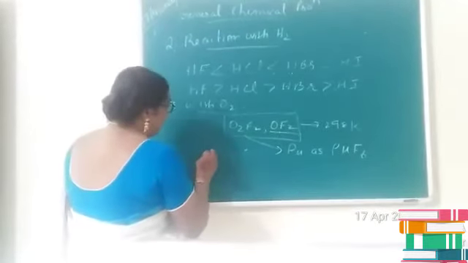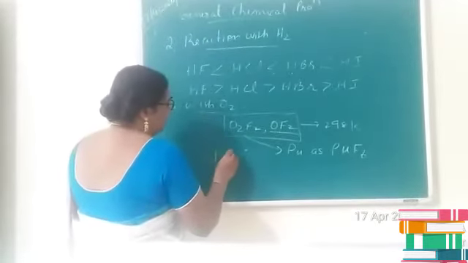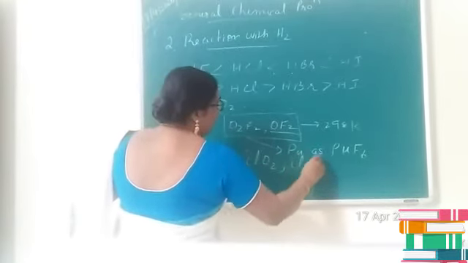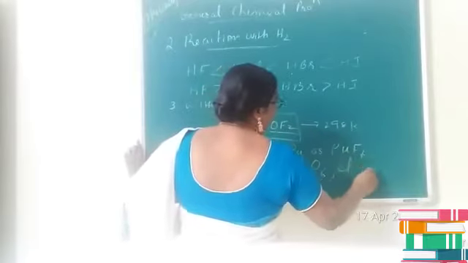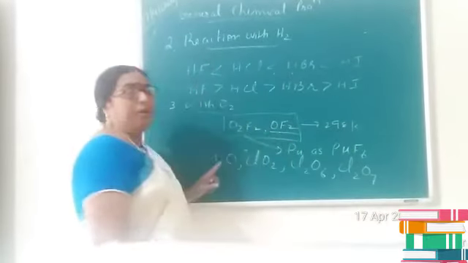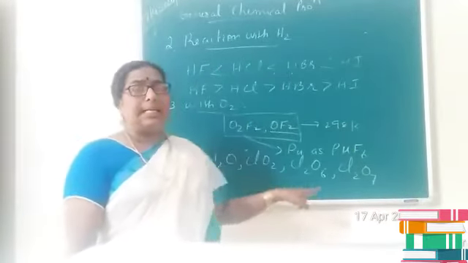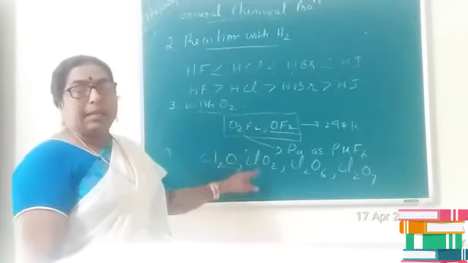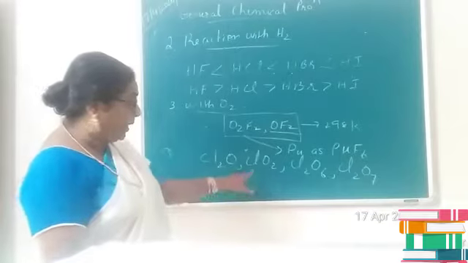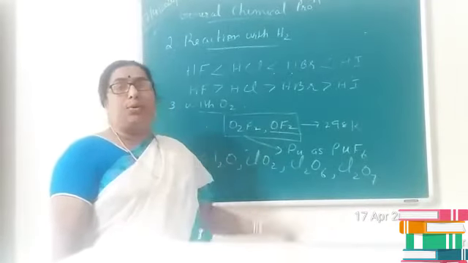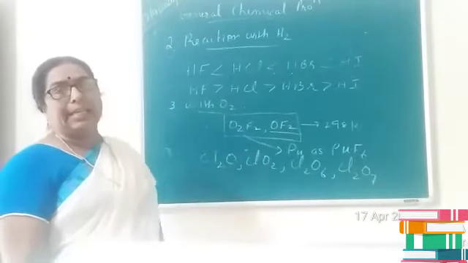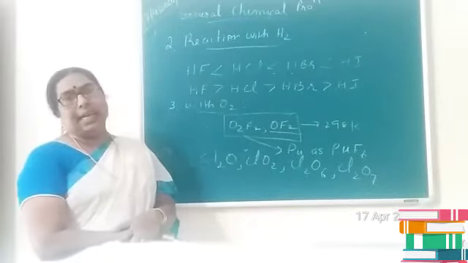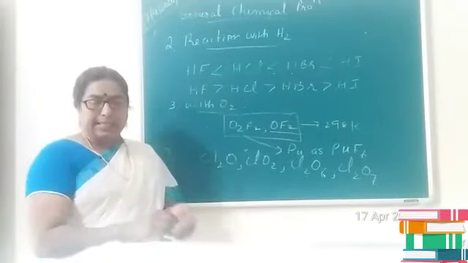Now, if you consider chlorine, chlorine forms oxides like Cl2O, ClO2, Cl2O6 and Cl2O7. These are the general oxides of chlorine. These oxides are highly reactive and they explode on heating, and they are very good oxidizers. Particularly, ClO2 is a very good bleaching agent which can be used for bleaching wood pulp, cotton, textile, etc. Is it clear, children?